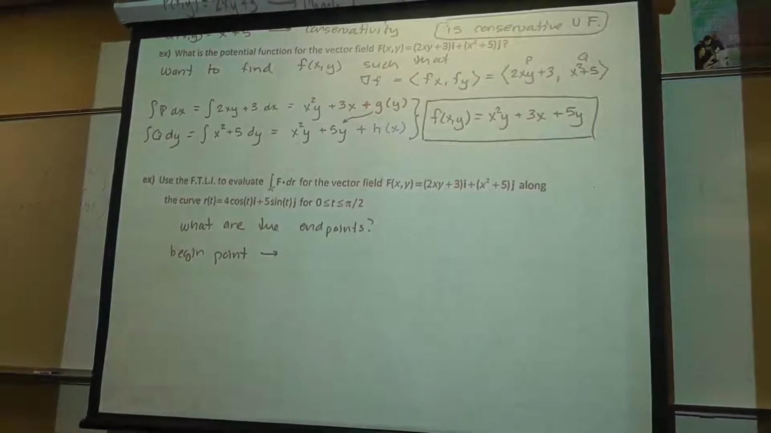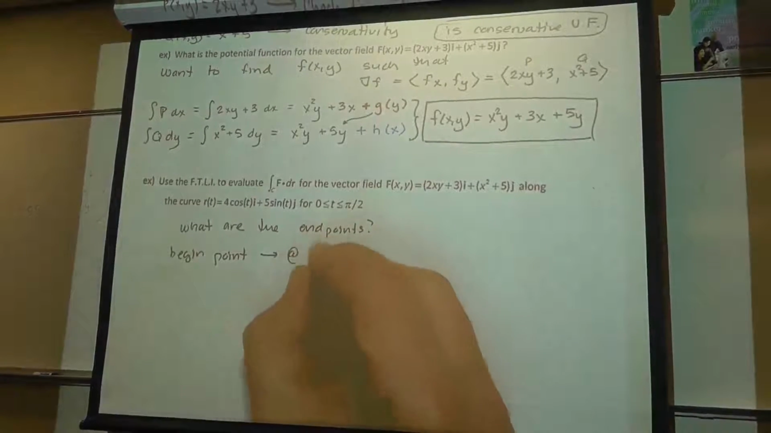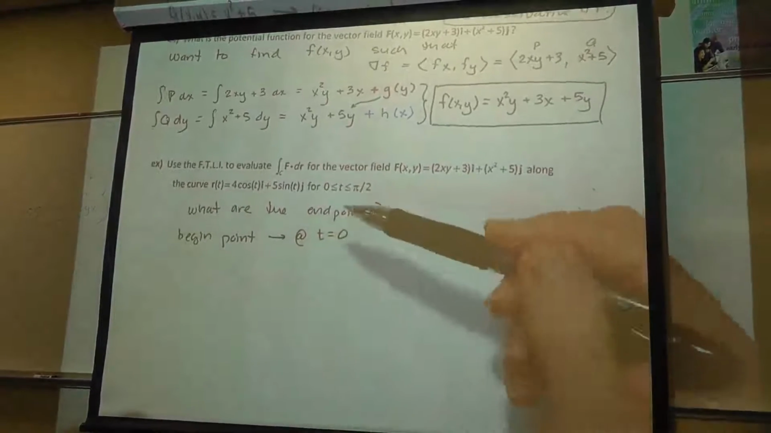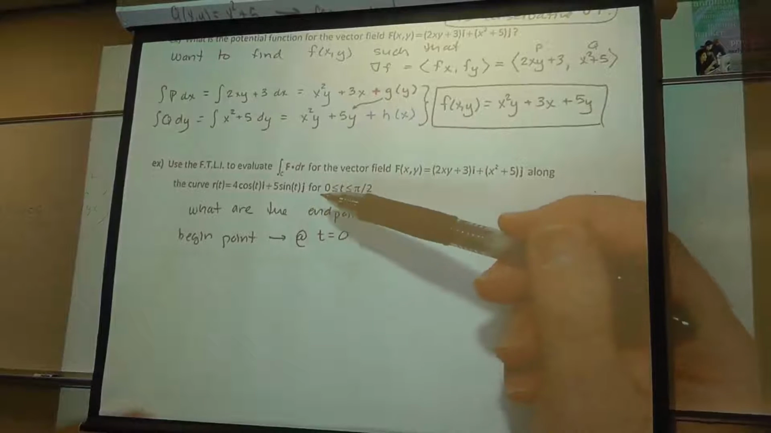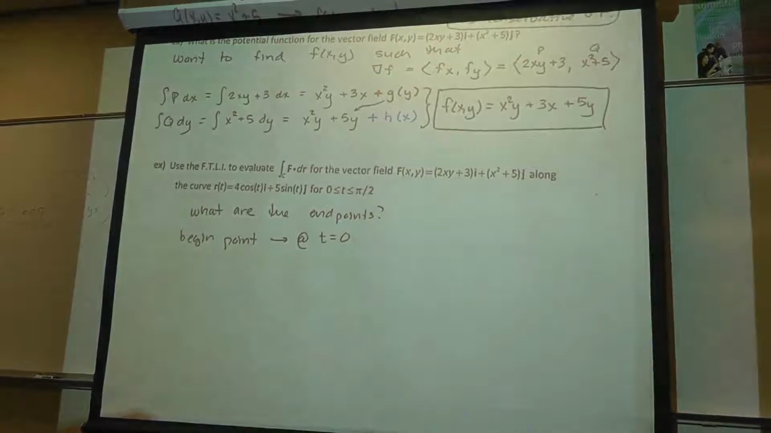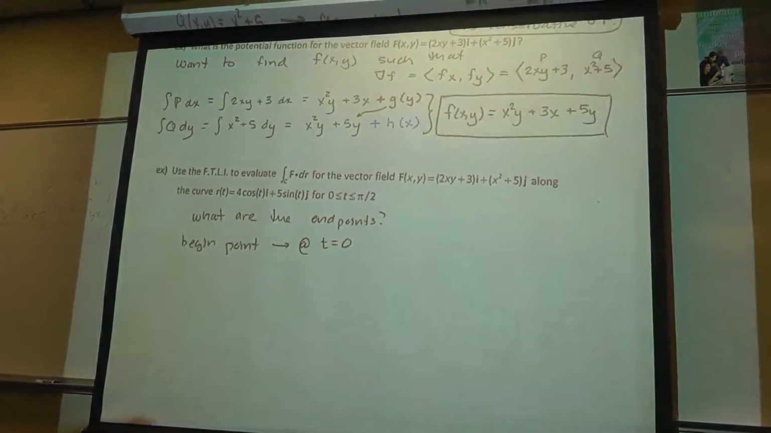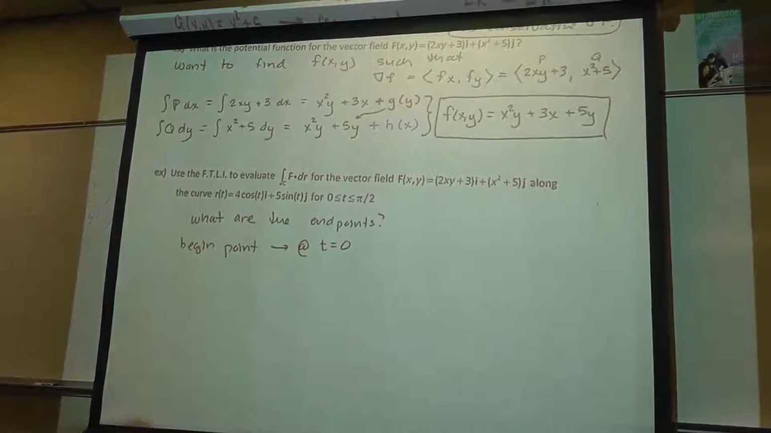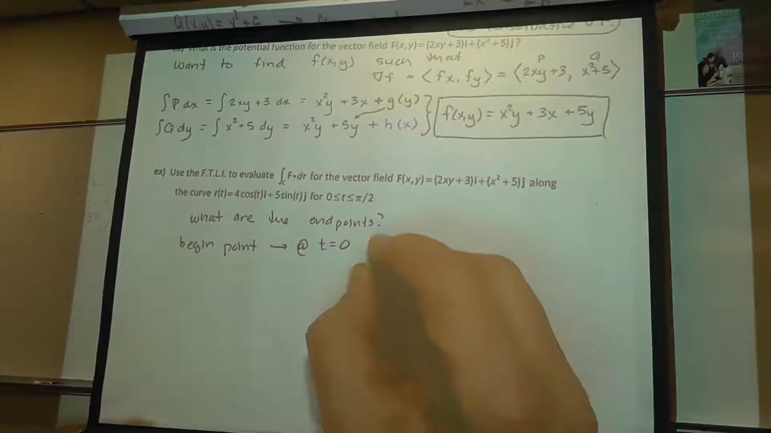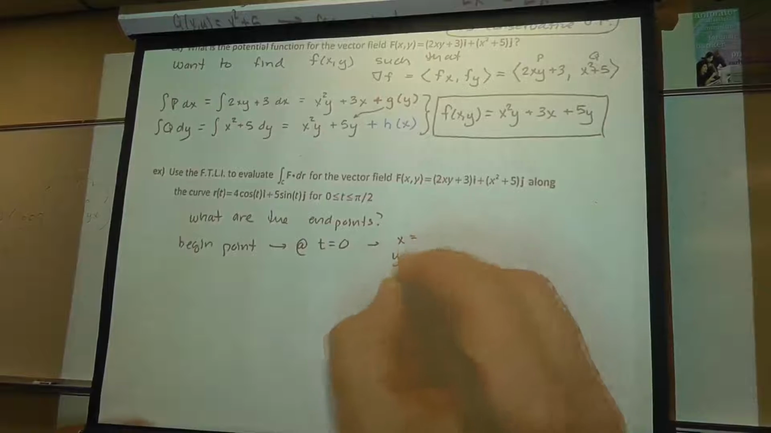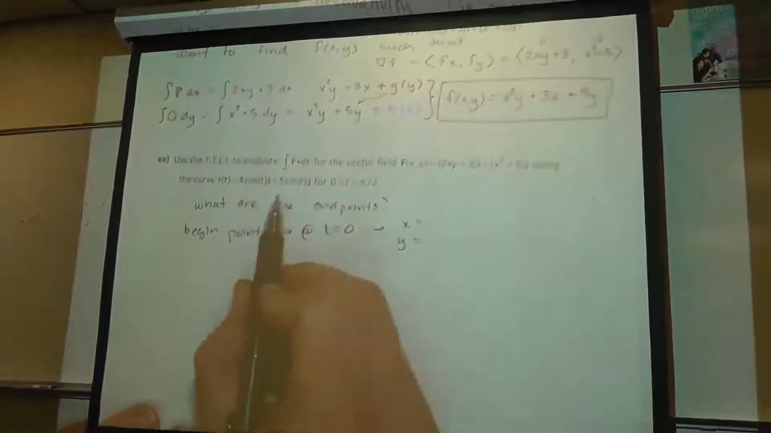Plug 0 in. Yeah, the beginning point occurs at t equals 0. Notice every time you're given a path that's represented parametrically, those t restrictions tell you where you're going to and from. Okay, you're beginning at t equals 0, you're going to t equals pi over 2. So at t equals 0, just plug that into each component one at a time.